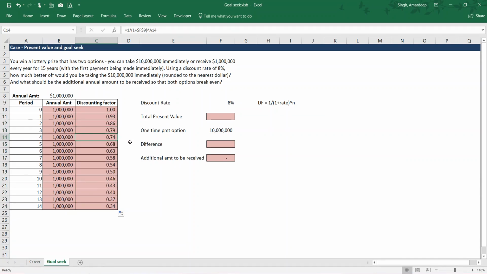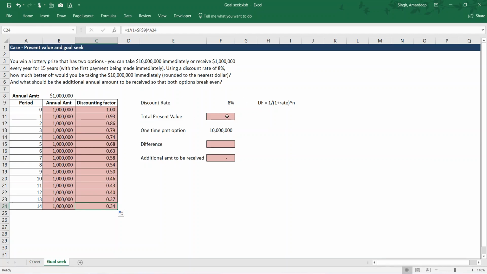Right, so if we were to interpret each of these discounting factors, it would mean that a dollar after 14 years would be worth $0.34 as of today. So effectively, if I'm going to receive $1 million after 14 years, which is in the 15th year, I'm going to be receiving it in the beginning, so effectively I'll have to discount it for 14 years. So that $1 million will be worth $1 million multiplied by 0.34, which is approximately 0.34 million as of today.